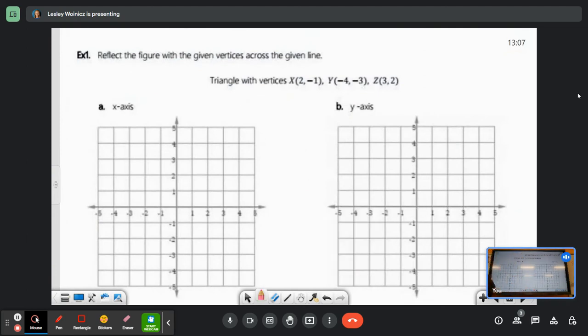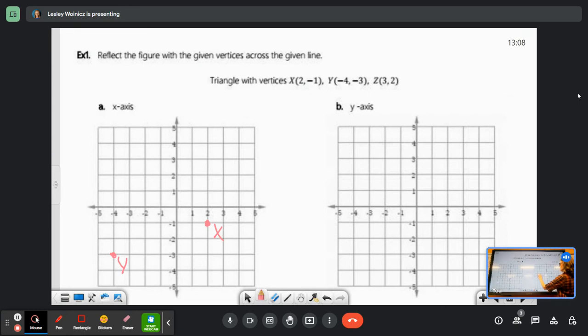All right, now we have to reflect the figure with the given vertices across the given line. So we're starting with a triangle with these vertices. Point X is at 2, negative 1. So go ahead and start graphing with me. That's X. Y is at negative 4, negative 3. If I'm graphing too fast, you can pause me and catch up.